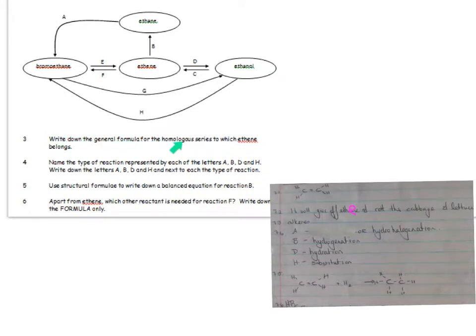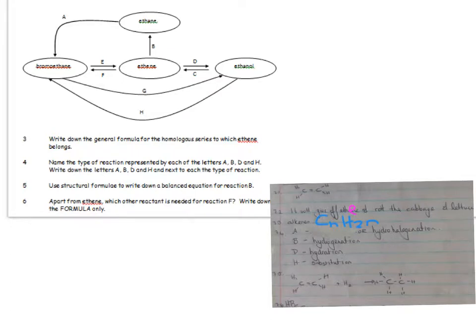Write down the general formula for the homologous series to which ethene belongs. So it's actually the alkenes, and the general formula for alkenes is CnH2n. That's the general formula. And then name the type of reaction represented by the letters A, B, D, and H.